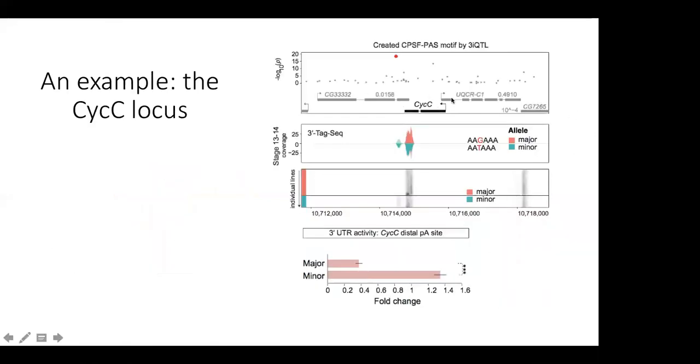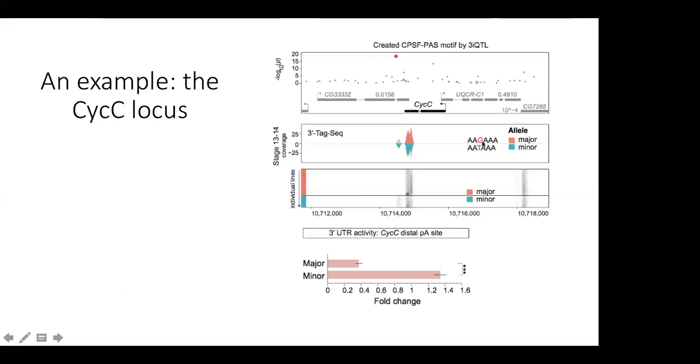As usual, you see the single nucleotide polymorphism that is identified, that is highly significant in this locus for C1, that is the specific gene. You see the coverage from the major allele and the minor allele, and as well the mean of the row number normalized reads of the 3' Tag-Seq in this locus. And what you can see is that there is this particular polyadenylation site that is used by the minor allele only and not by the major allele.